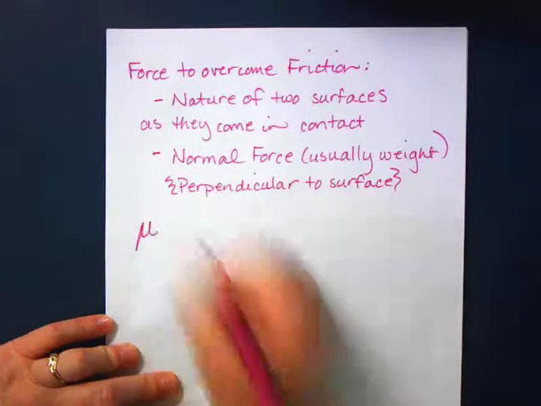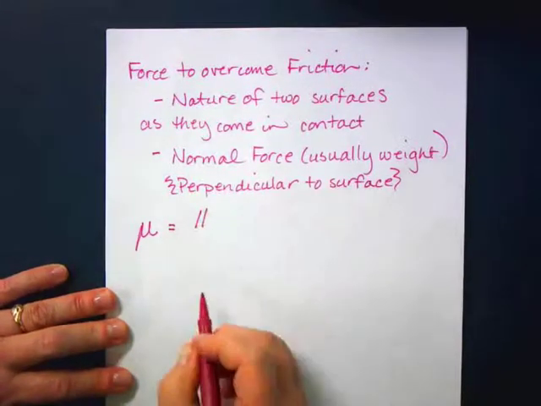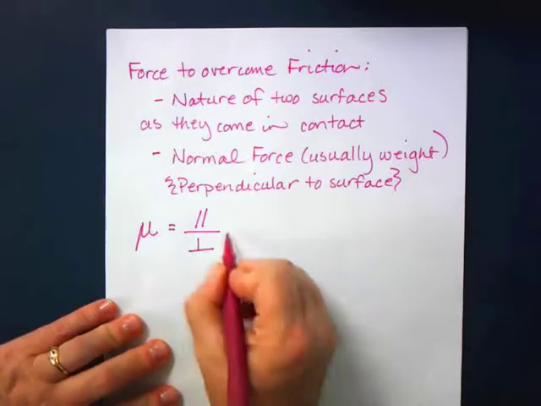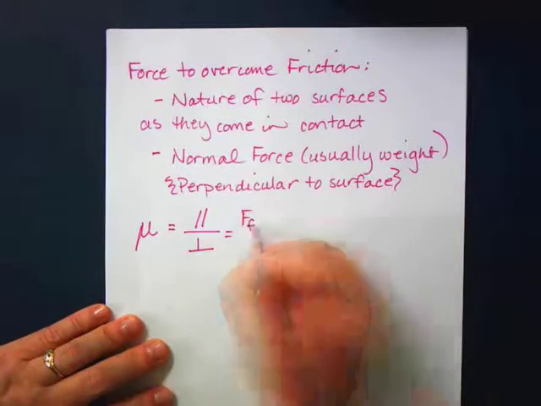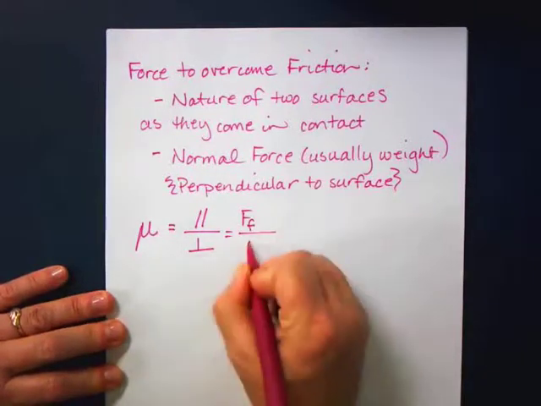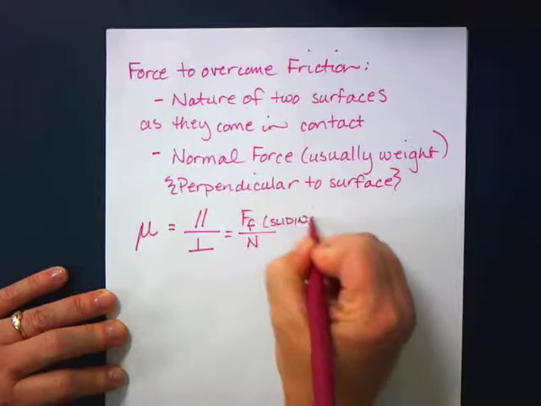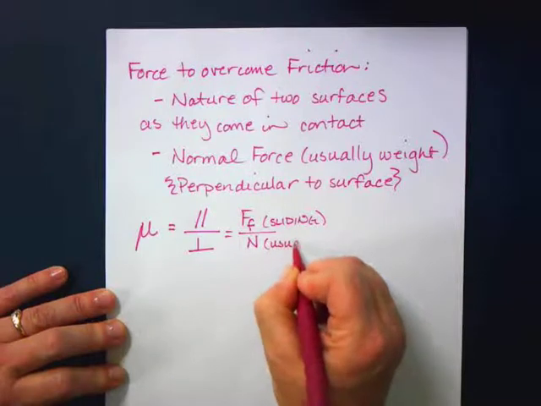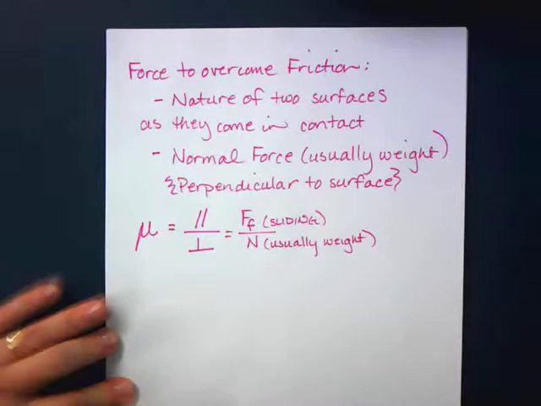The symbol that I just showed you, mu, is actually a ratio between forces that are parallel to a surface divided by forces that are perpendicular. We have a name for these. Parallel forces are all the forces that try to slide the object, so the force to overcome friction. And then the perpendicular, that's where we have the normal. So force to overcome friction is the force that tries to slide the object. Normal force is usually the weight. Okay?